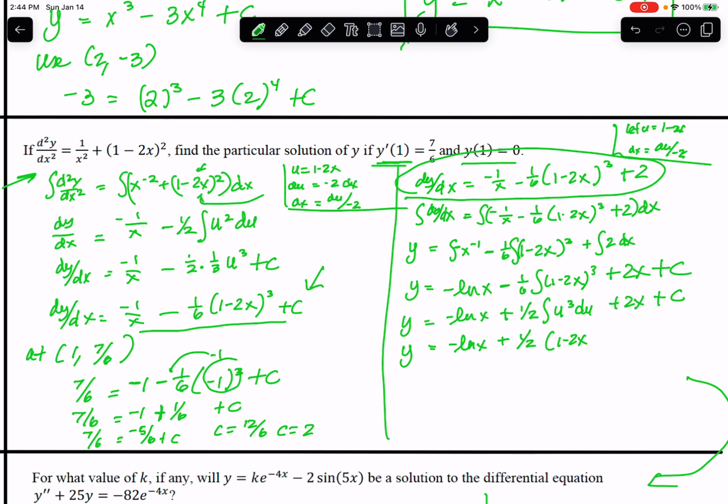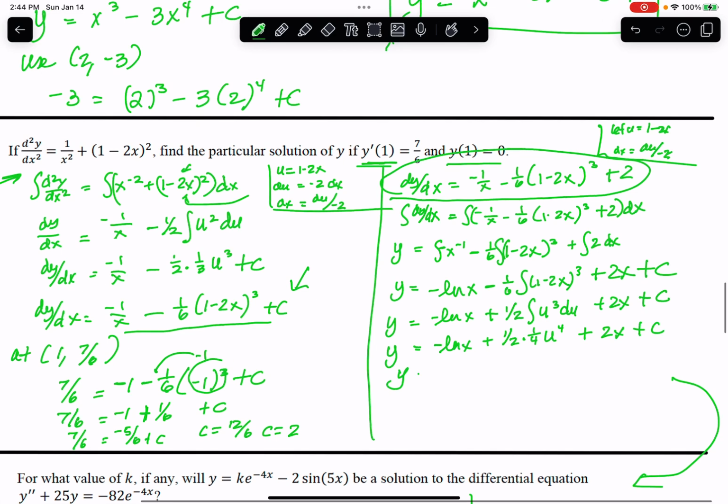I didn't take the integral. Okay, got to do that. 1/2 times 1/4 u to the 4th, right? Plus 2x plus c. So negative ln of x plus 1/8, right?